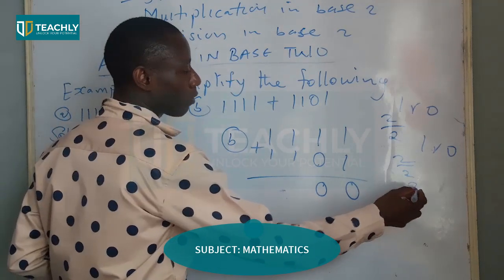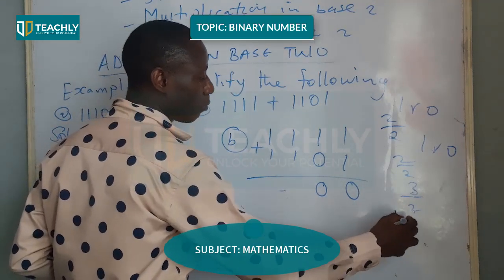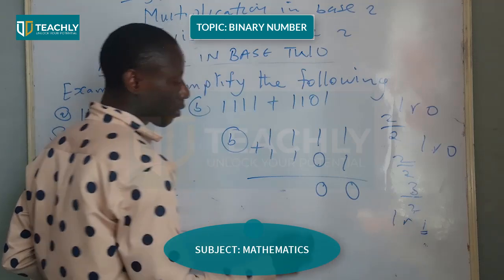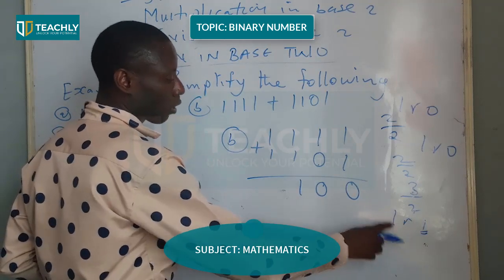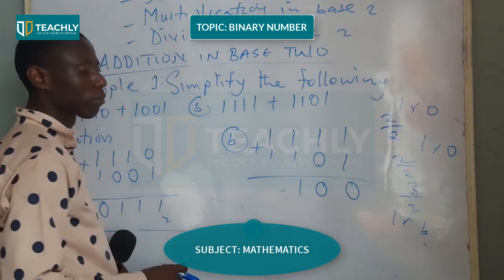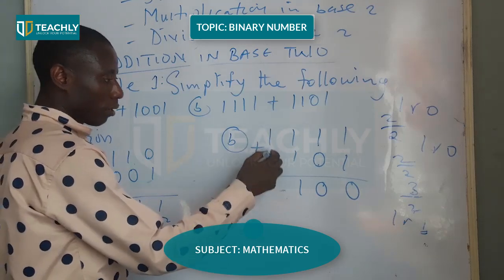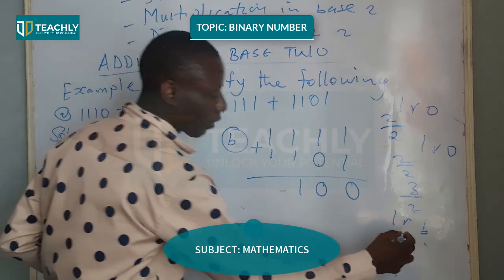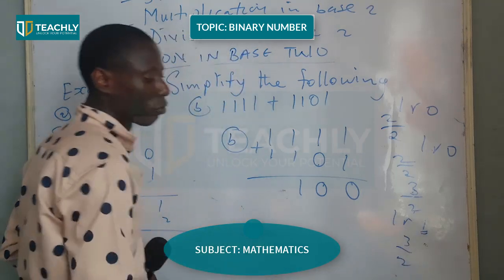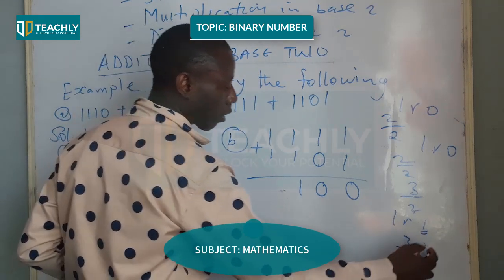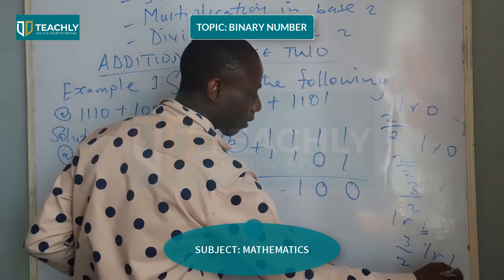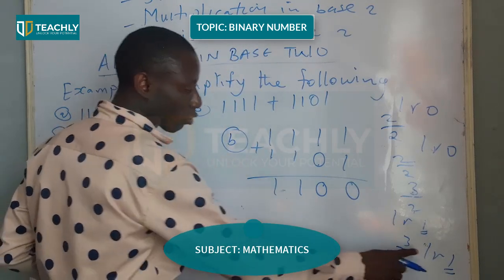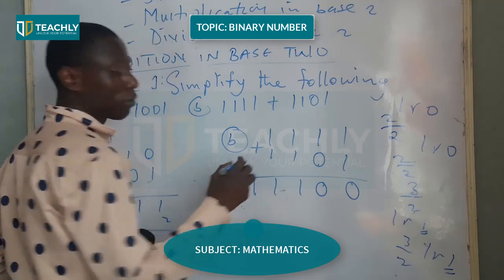2 divided by 3, we are going to have 1 remainder 1. So let's write remainder 1. You carry this one to the next column. And if you bring this one here, 1 plus 1 is 2 plus the one you are bringing, that is 3. Divide again. 2 divided by 3, you are going to have 1 remainder 1. Let's write remainder 1. And this one, you bring it to the next column here.